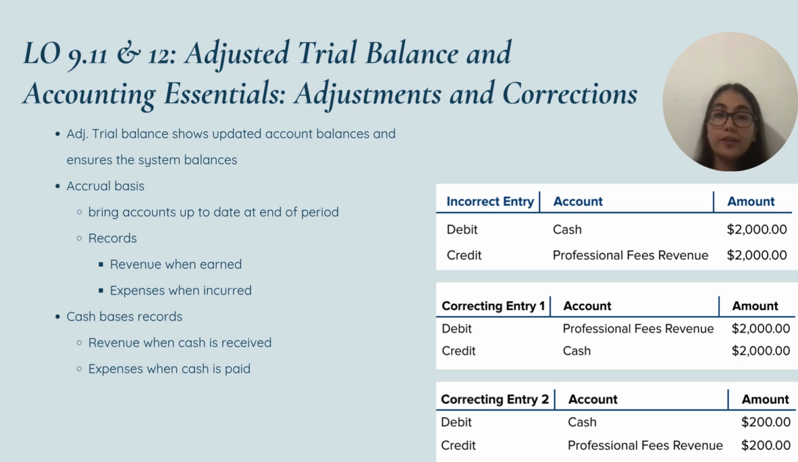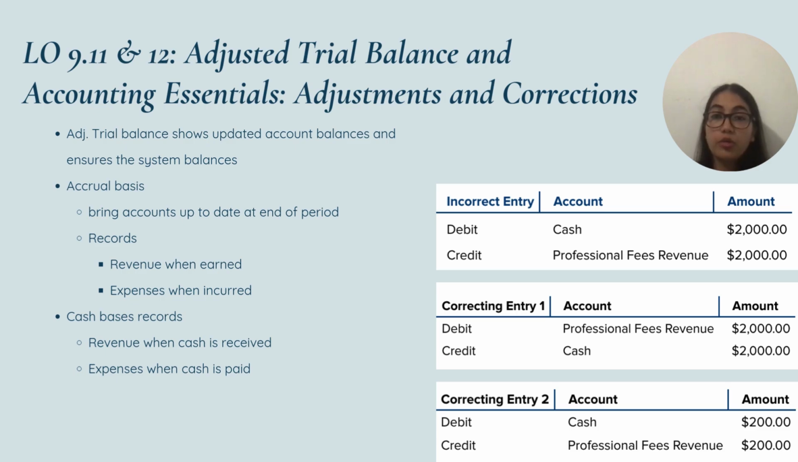For accrual basis in accounting, adjusting entries bring the accounts up to date at the end of the accounting period. Revenue is recorded when it is earned or services are provided to customers, regardless of whether cash was received, and expenses are recorded when incurred or when the benefits expire, regardless of whether cash was paid. On the other hand, the cash basis records revenue when cash is received and expenses when cash is paid.